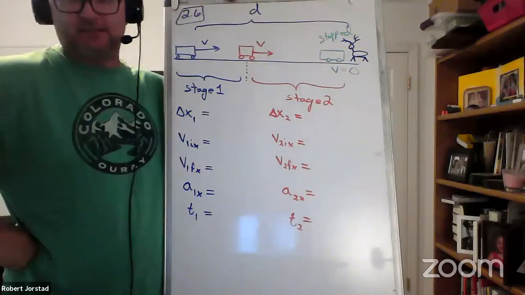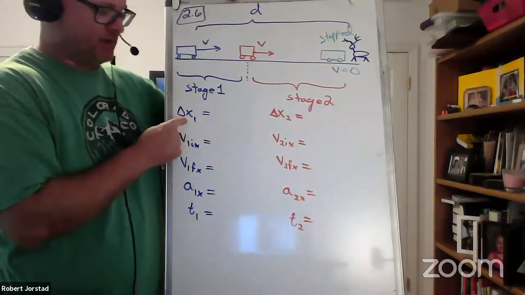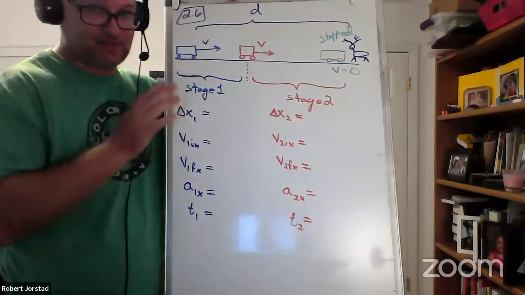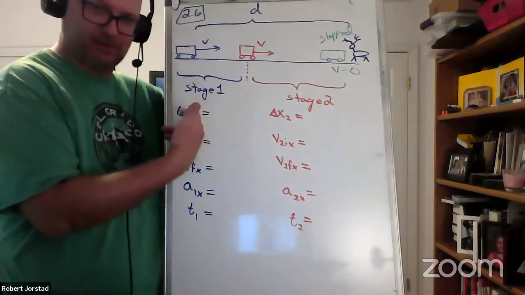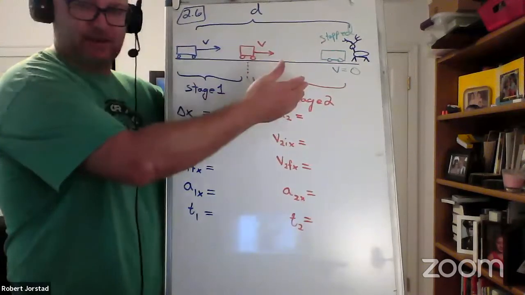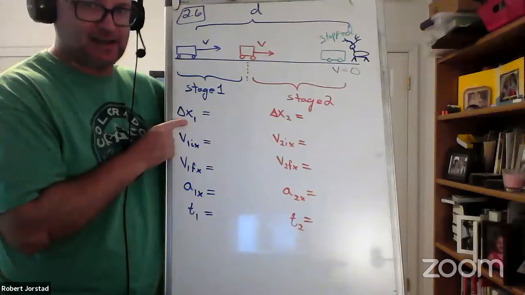Let me ask you this. Is x1 the distance traveled in stage 1, or the displacement in stage 1? I should be careful. I said distance and displacement. They can be used interchangeably for this problem because everything's going to the right and it never reverses direction. But strictly speaking, this is displacement, not distance.